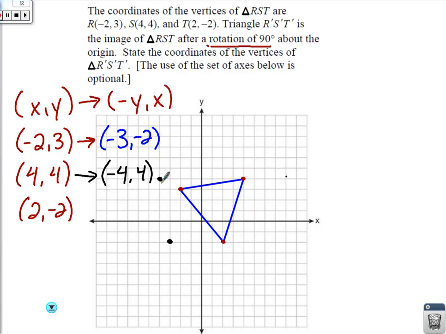And our last point, Briley, is going to turn into negative 2, negative 2. So left 2, down 2. I missed something. That's supposed to be, oh, positive 2, so yeah. Okay, good one.